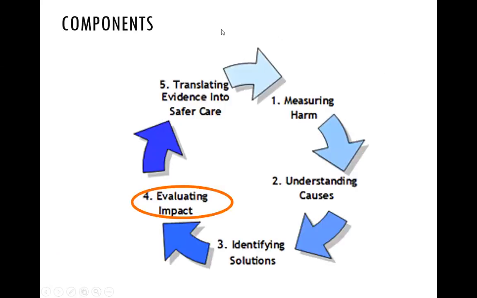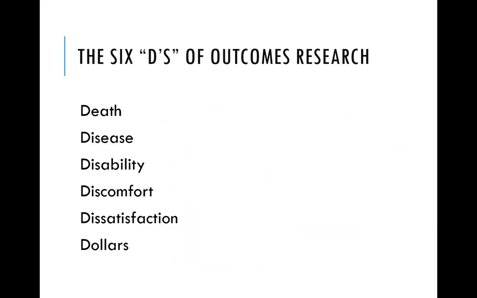We also talked about a cycle where we try to measure harm, understand the cause, identify the solution, go for the solution, evaluate the impact, and then translate into safer care. Again, this cycle keeps on repeating. We again measure the harm, understand the causes, identify the solutions, and this is how it proceeds further. We talked about the 6 Ds of outcome research, which include death, disease, disability, discomfort, dissatisfaction, and cost, which is interpreted as dollars.